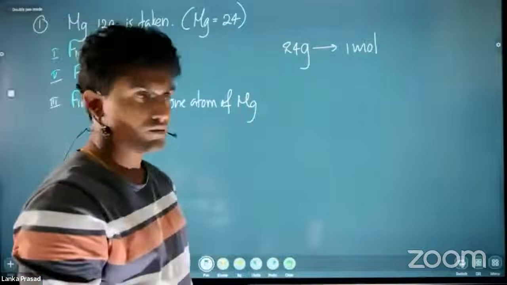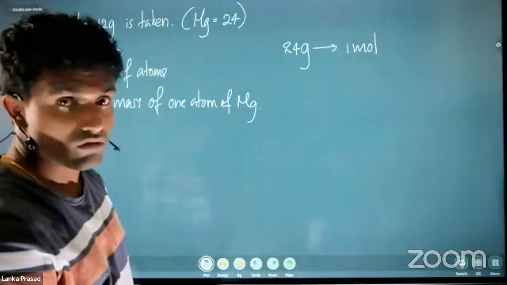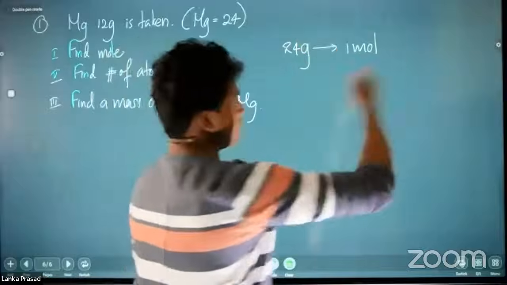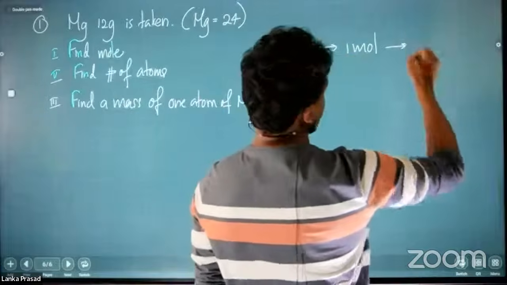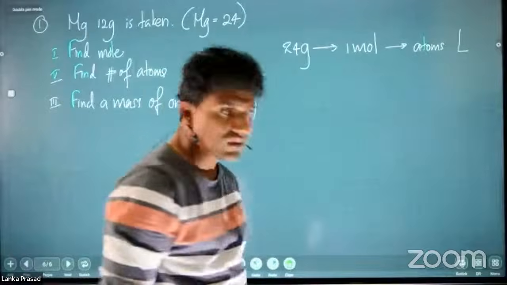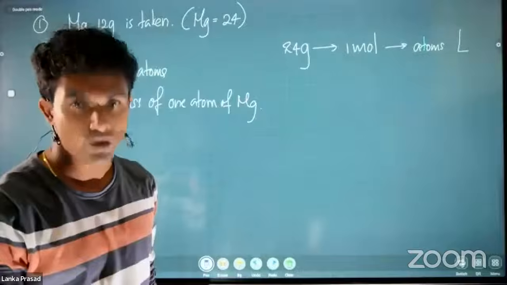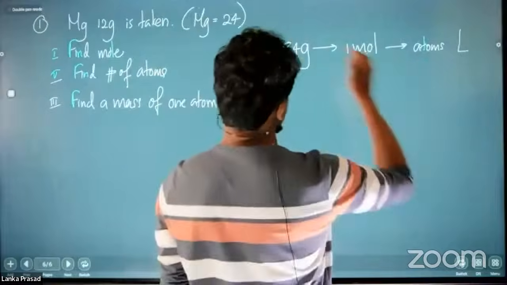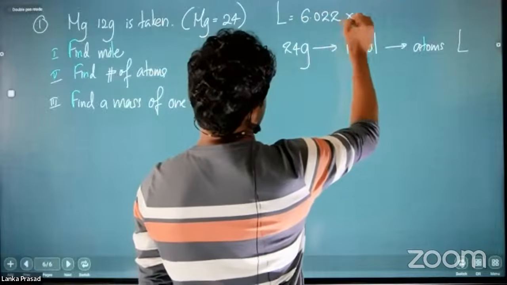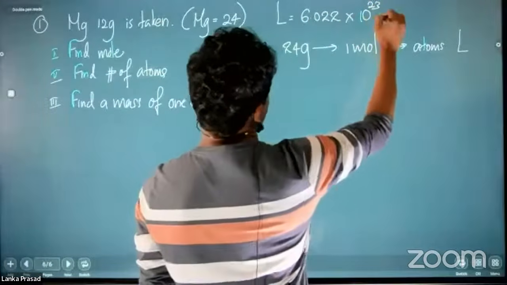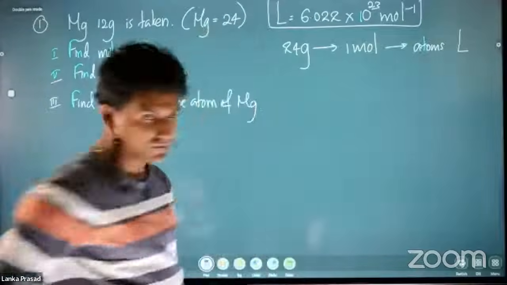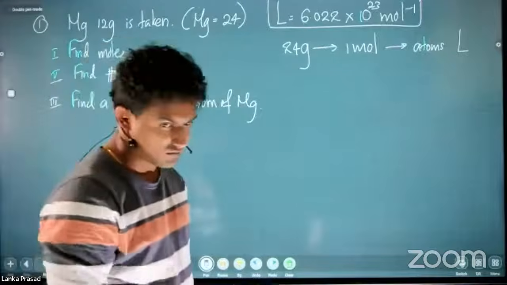Because it's not a molecule, it's an atom. 1 mole of atoms. That 1 mole contains how many atoms? Avogadro number of atoms in 1 mole of that. So what about the L? The value of L is 6.022 times 10 to the power 23 per mole. That's the value of the Avogadro constant.